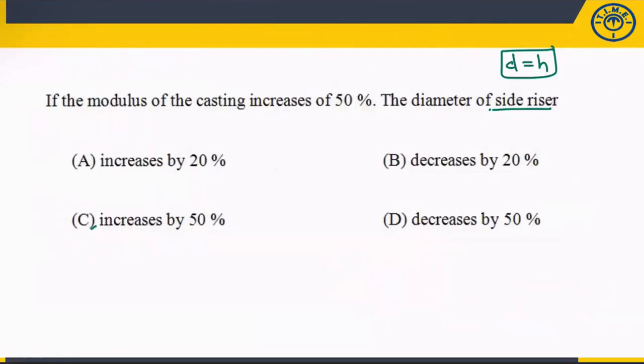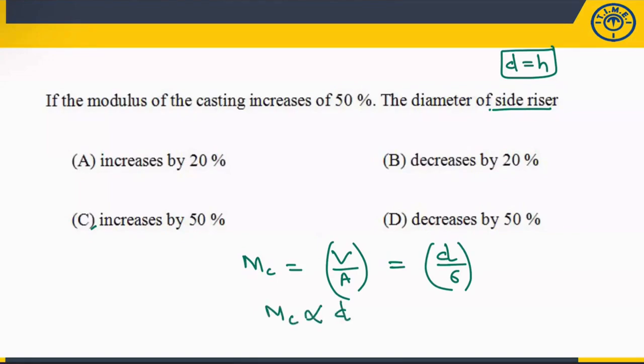So if you are increasing the casting modulus by 50%, what is the diameter? You know the formula of modulus. Modulus of casting is volume by area ratio. Side riser means, can I say it will become D by 6 only? Because volume by area ratio, if you calculate for this one, you will get D by 6. That means the modulus of casting is proportional to diameter. If you are increasing the modulus of casting by 50%, definitely the diameter will also increase by 50%. Clear?